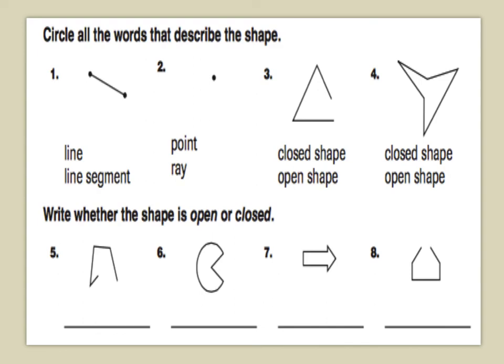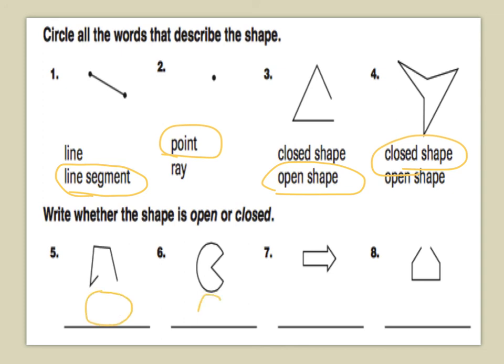For the last part of this lesson, you're going to do this on your own. Pause this video and complete questions 1 through 8. Since you have this unpaused and you are ready to go, number 1, we have a line segment. Number 2, we have a point. 3, open shape. 4, closed shape. 5, that's open. 6 is closed. 7 is also closed. And 8 is open.